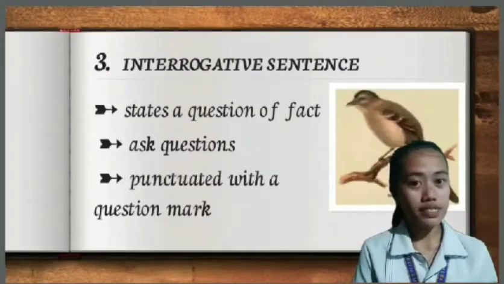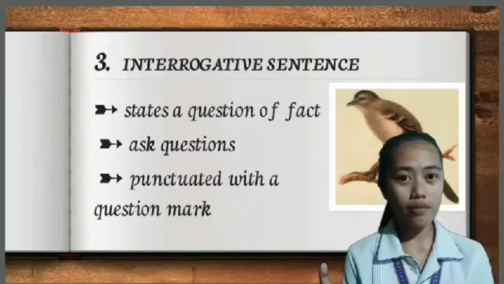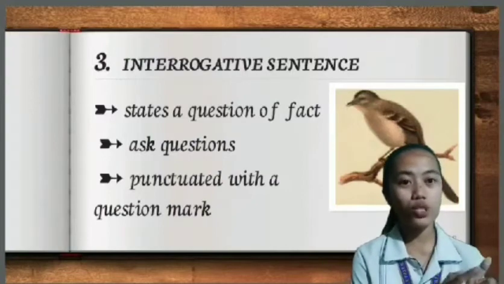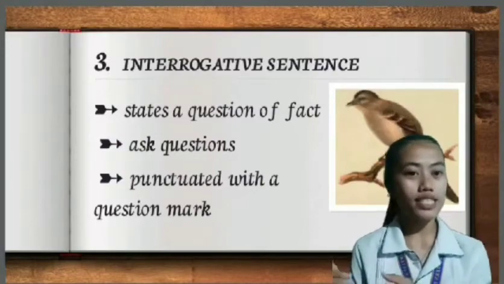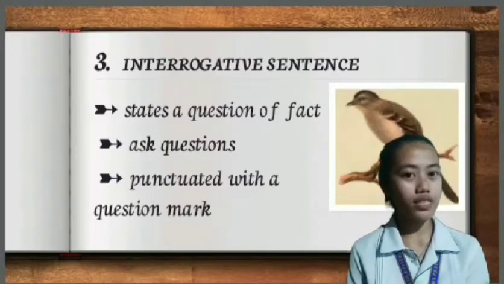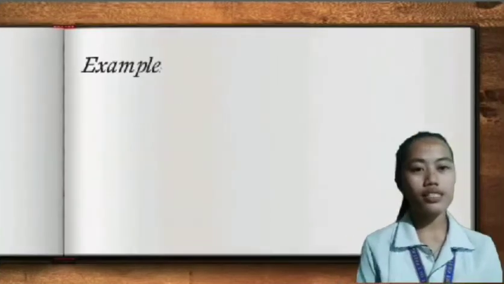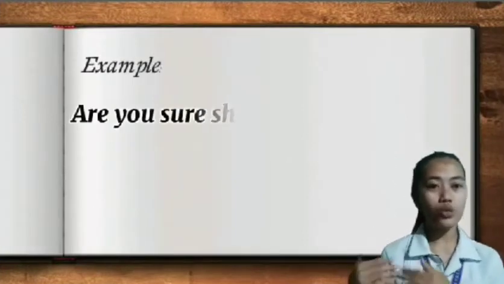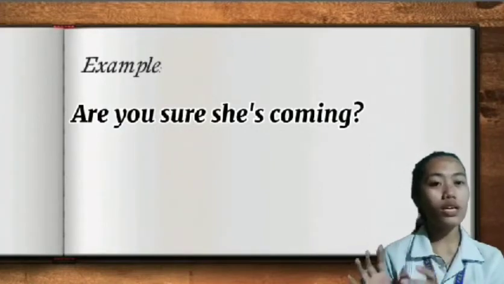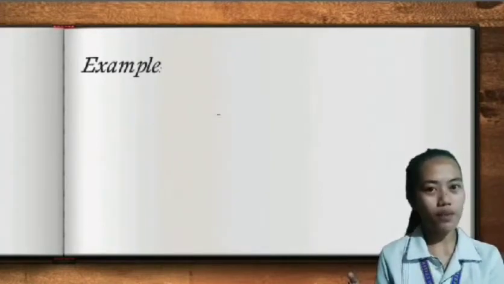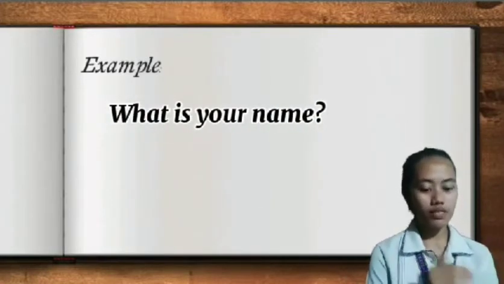Next is the interrogative sentence. An interrogative sentence is the most basic sentence type, and it is punctuated with a question mark. From the word interrogate, you are asking questions. The purpose of an interrogative sentence is only to ask questions to get information. Let's take this sentence for example. Are you sure she's coming? This way, your purpose is only to ask questions. Another example is, what is your name? You are just asking the name of someone.